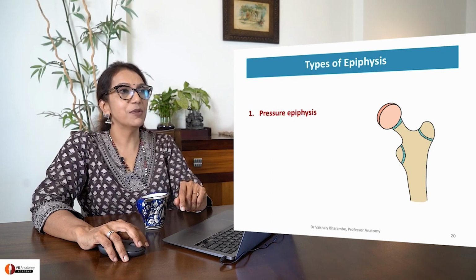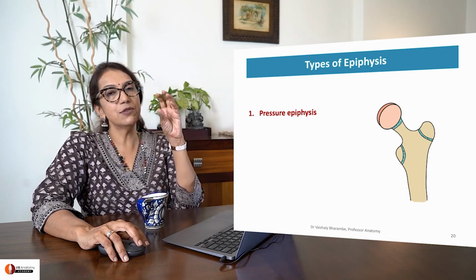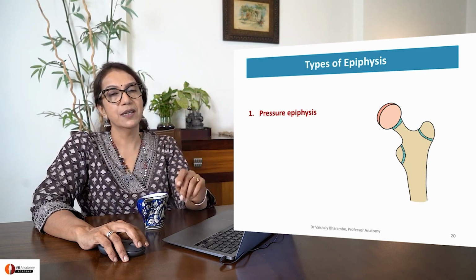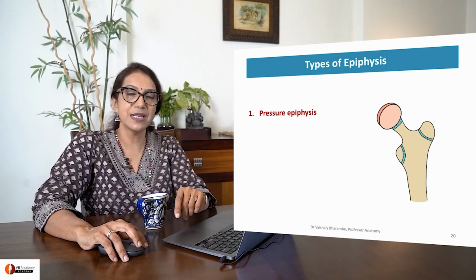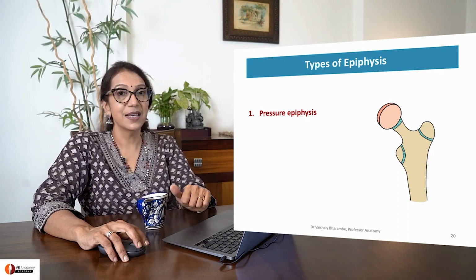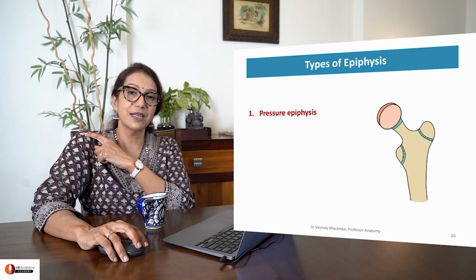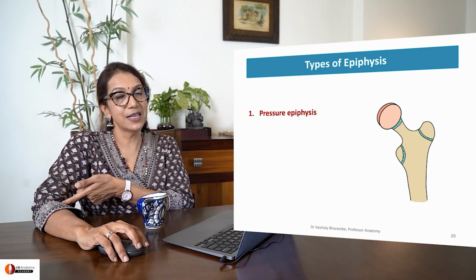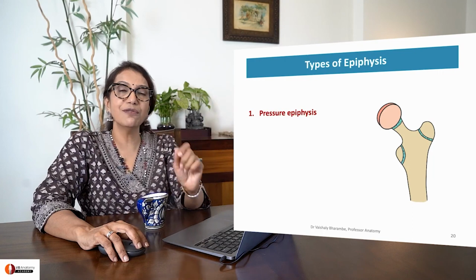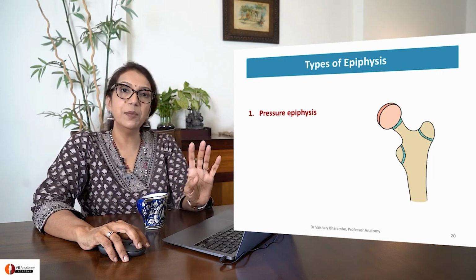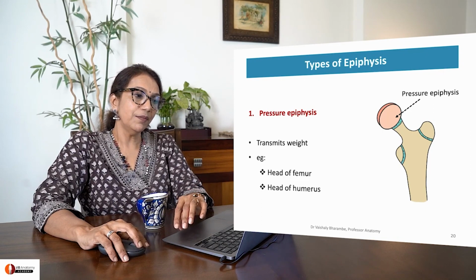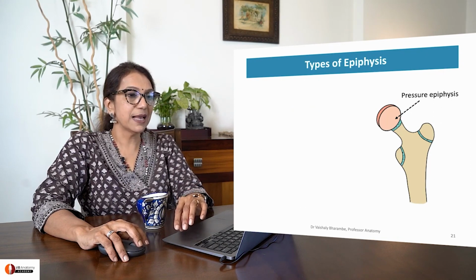What is pressure epiphysis? An epiphysis which is formed at a place where the body transmits weight. You will call it pressure epiphysis. Can you give me an example? Head of femur? Yes. Head of humerus? Yes. Lower end of humerus? Yes. Upper end of radius? Yes. Wherever there is transmission of weight, you will call it pressure epiphysis. Right. These are the examples.